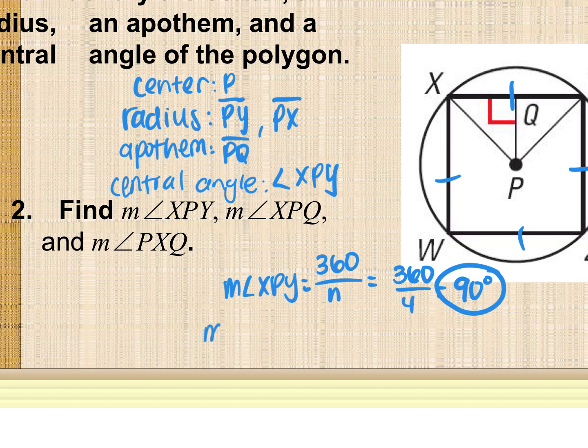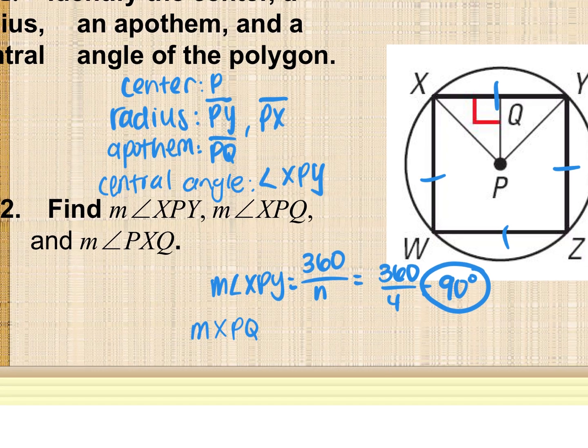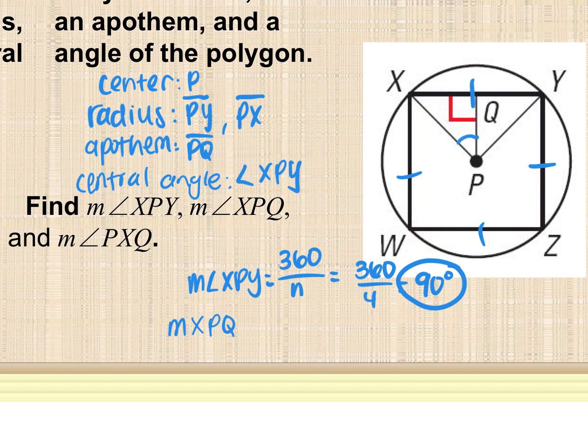All right, let's do the next one. We've got the measure of XPQ. XPQ, guys, is this guy right here. If the central angle was 90, what does that angle have to be? 45. How did you get 45? You divided the 90 by 2. So this one's going to be 45 degrees. And what about the measure of PXQ?